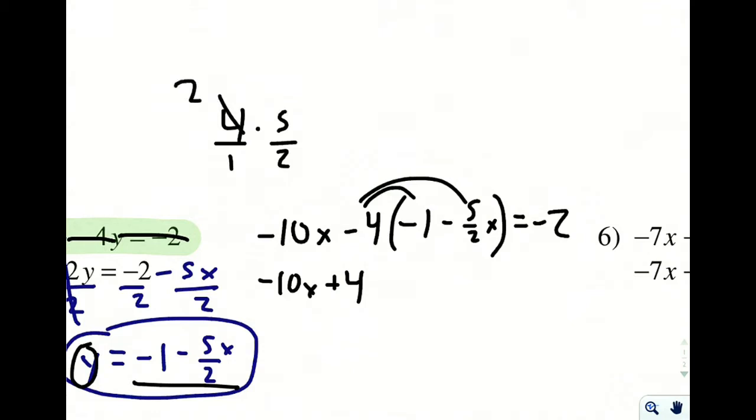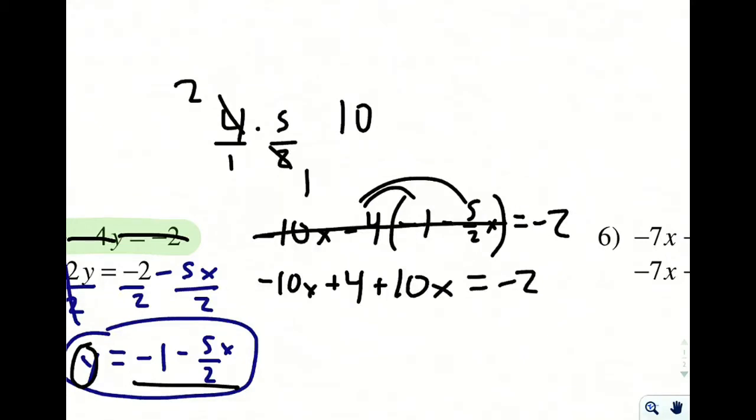And I can reduce top to bottom. I have a 2 over a 1. So really I have 2 times 5 over 1 times 1. So 10 over 1, or just 10. So plus, and we said it's positive, negative times a negative is positive, 10, and then I have that x. So positive 10x. And that finishes up everything over here, and then equals a negative 2.